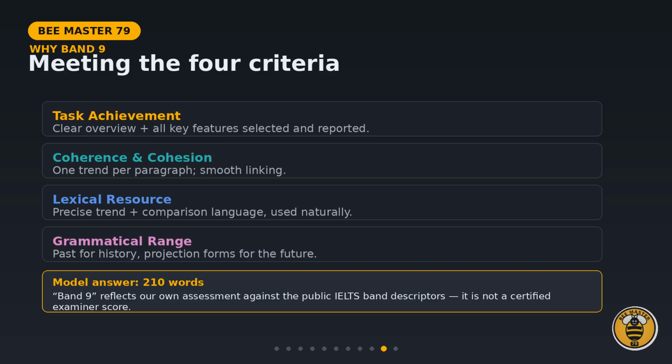One honest note: band 9 here reflects our own assessment against the public IELTS descriptors, not a certified examiner score.